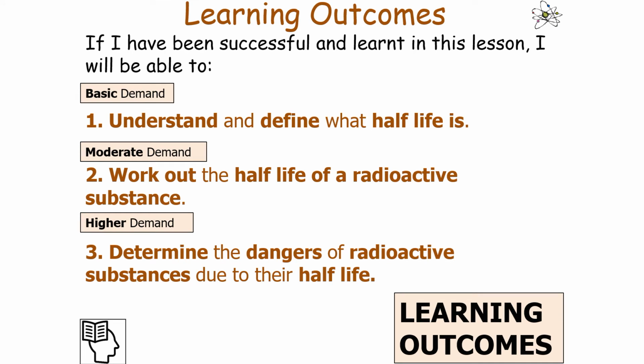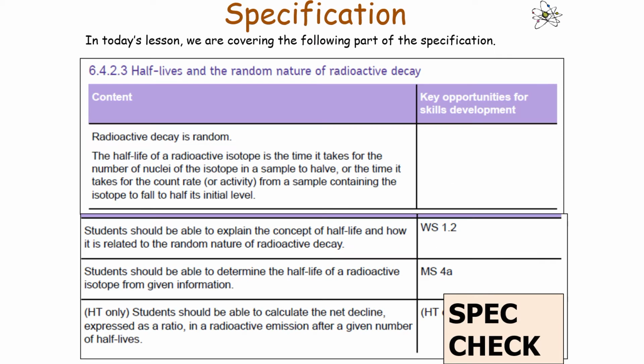So if we're successful and learn in today's lesson, we should be able to understand and define what half-life is, understand how you can work out half-life of a radioactive substance, and finally determine the dangers of radioactive substances due to their half-life. So in today's lesson we'll be looking at the following part of the GCSE Separate Science physics specification, half-lives and the random nature of radioactive decay.